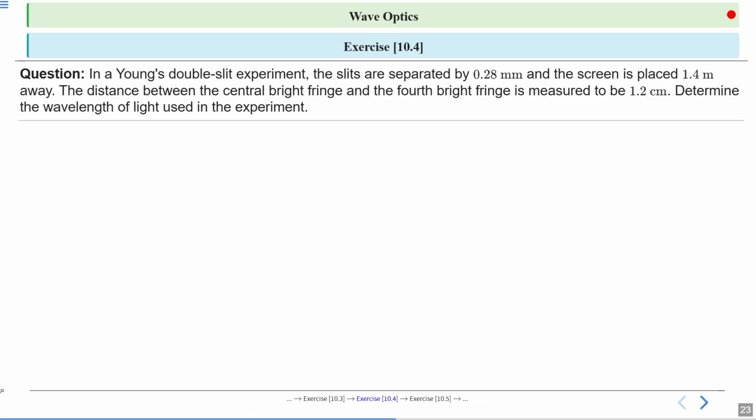Next question. This question is from Young's double slit experiment. The question provides key measurements. The slit separation is 0.8 millimeter. The distance of the screen from the slits is 1.4 meter, and the distance between the central and fourth bright fringe is 1.2 centimeter. That is, x4 is given for the bright fringe. This problem tests your understanding of the interference pattern created by coherent light sources and how to apply the formula for fringe spacing in the double slit experiment. And what is asked? You have to determine the wavelength of light used in the experiment.